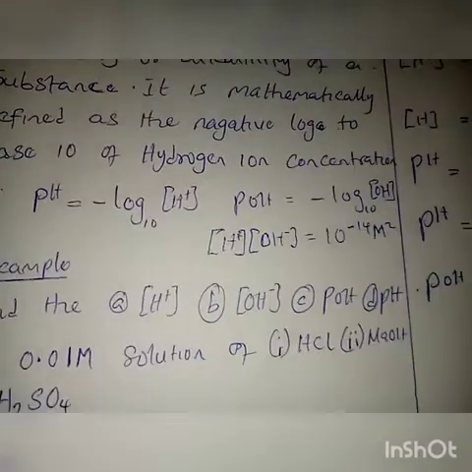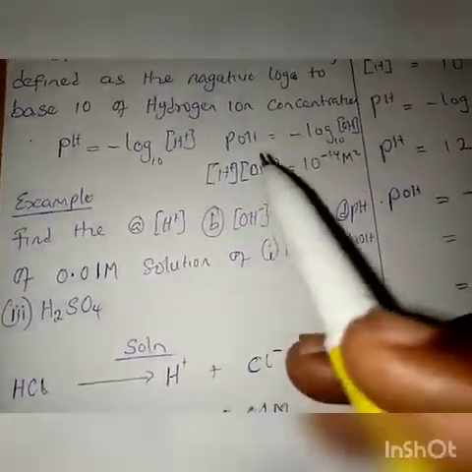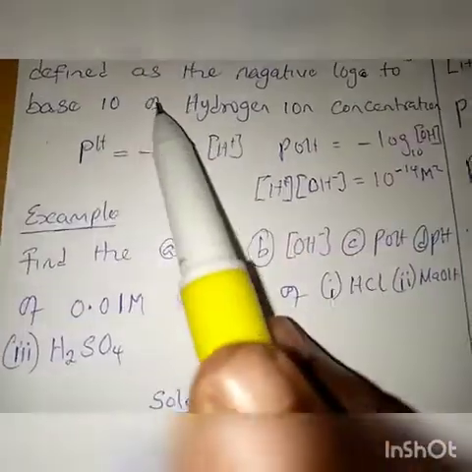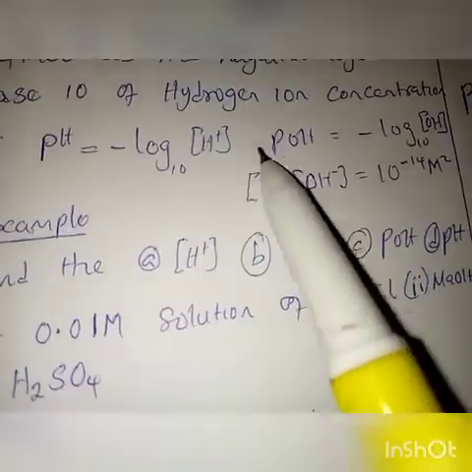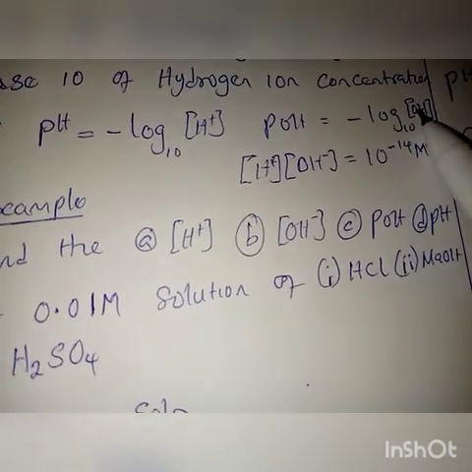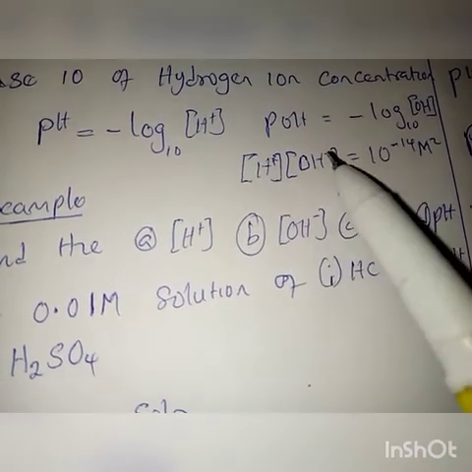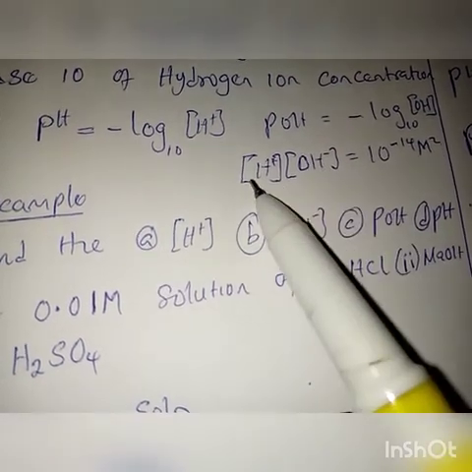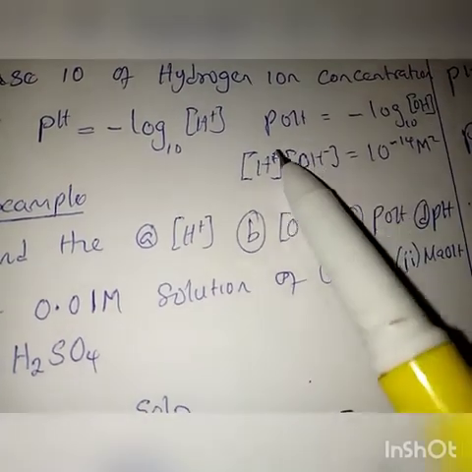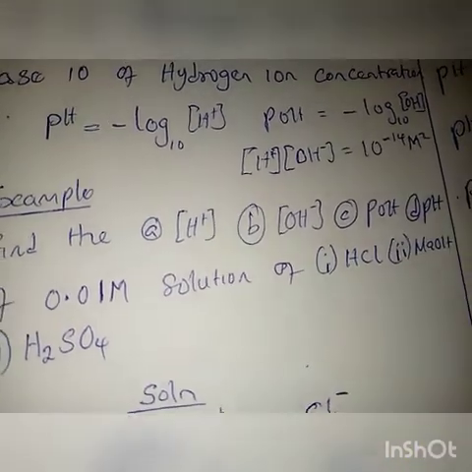So now with this we can go into our examples. Now let's see, keep this at the back of your mind. pH is negative log to base 10 of hydrogen ion. POH is negative log to base 10 of hydroxide ion, and the product of hydroxide ion concentration and hydrogen ion concentration is always equal to 10 raised to power minus 14 molar square. This is constant everywhere, so in every solution.